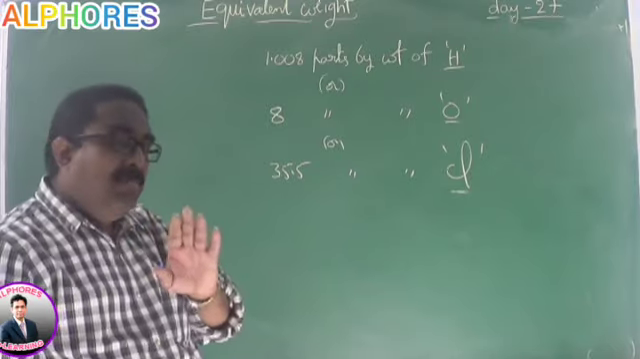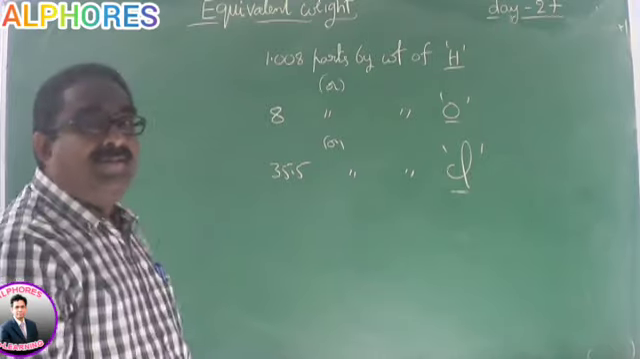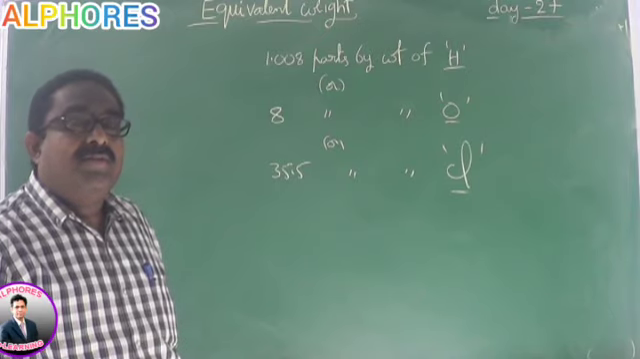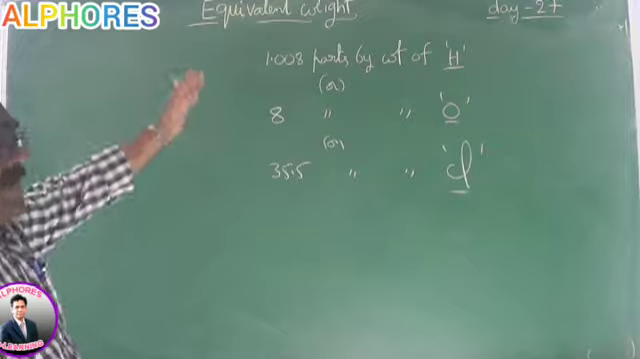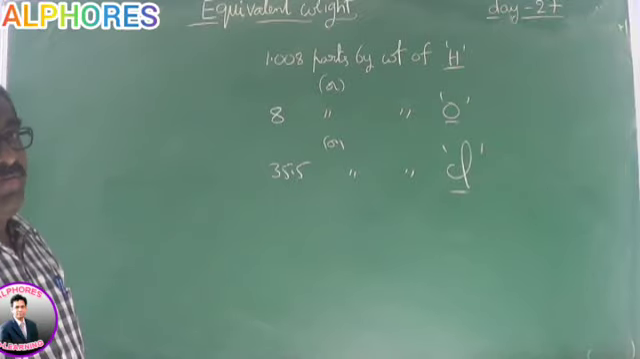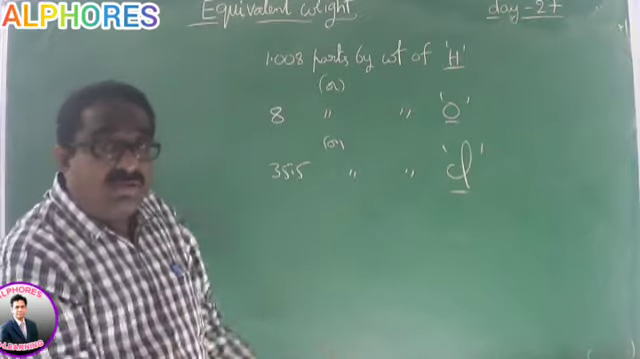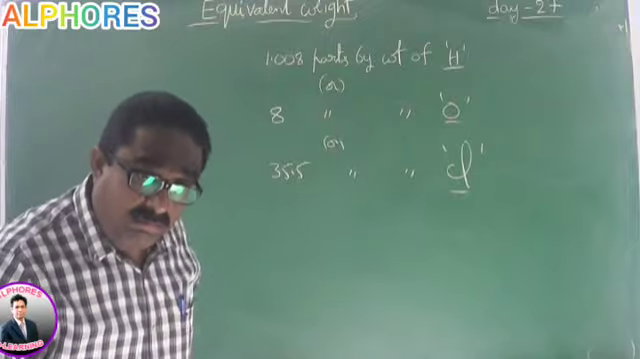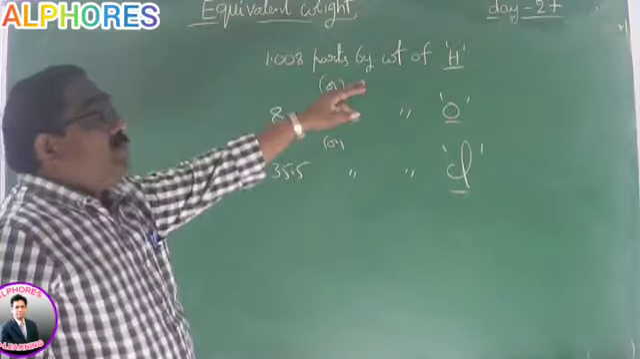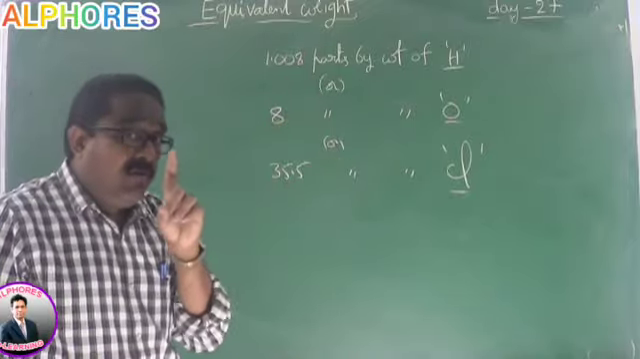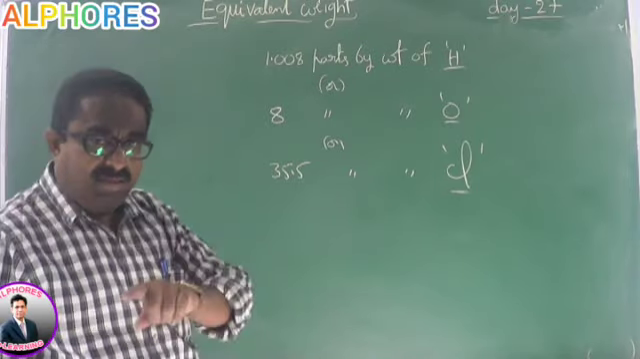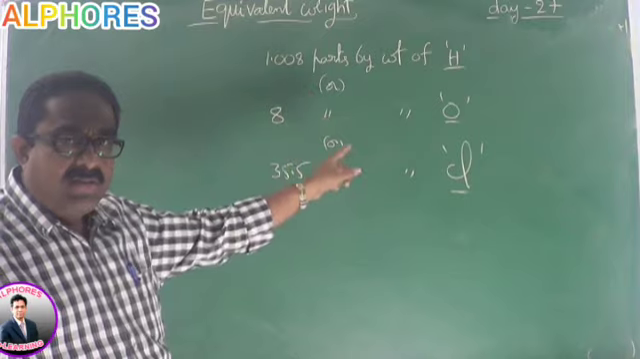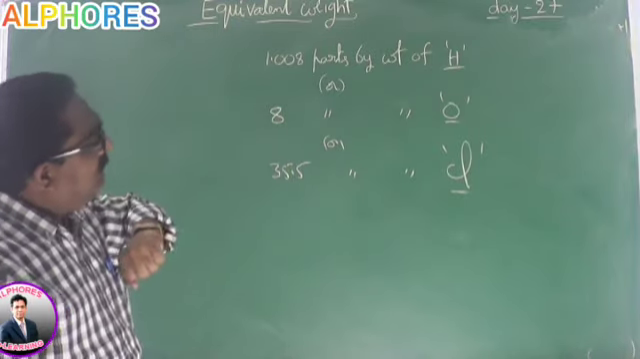That's why I told you in the beginning itself, equivalent mass of an element may or may not be constant. It's a relative property for the majority of elements. For some elements it is fixed, of course. I will come to that later, not now. So finally they have fixed the equivalent mass of hydrogen as 1, oxygen as 8 and chlorine as 35.5.